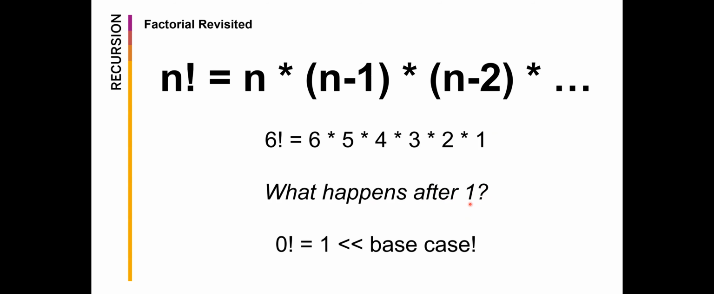So for this example, 0 factorial will always be equal to 1. Generally, 0 factorial is equal to 1. If you go back to your algebra, that's always the case. So we will use this relationship as the base case for our factorial algorithm.